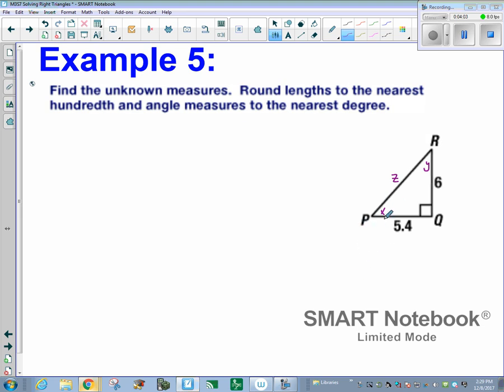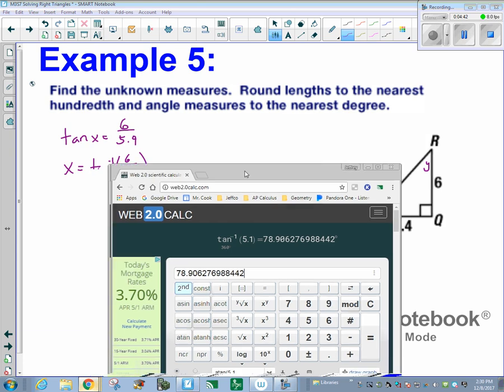If I was going to solve for x, if you look at the two sides, they gave me the opposite and the adjacent. If I'm going to use opposite and adjacent, that triggers in my mind that I'm using tangent. So tangent of x will be equal to the opposite over the adjacent. Since I'm trying to find an angle, because that's what I don't know, I would do the arctangent of 6/5.9. Let me type that into my calculator.